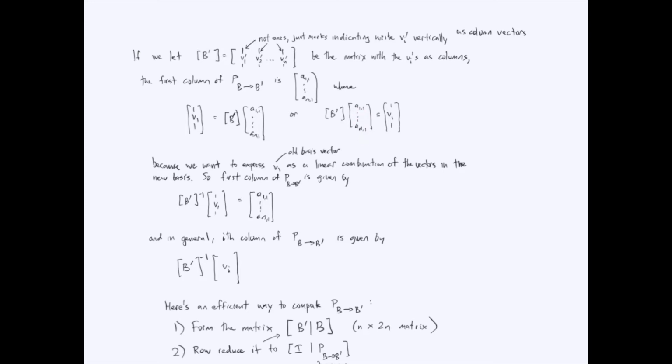Previously that was missing on the previous page. You'll see why in a second. But anyway, B primed times this unknown column vector is equal to this column vector V1, which we are assuming is given. So we're assuming V1 is given, and V1 prime, V2 prime, and so on, Vn prime are given. So these two basis vectors, these two bases, B and B primed, are given. And we're trying to find out what P has to be.